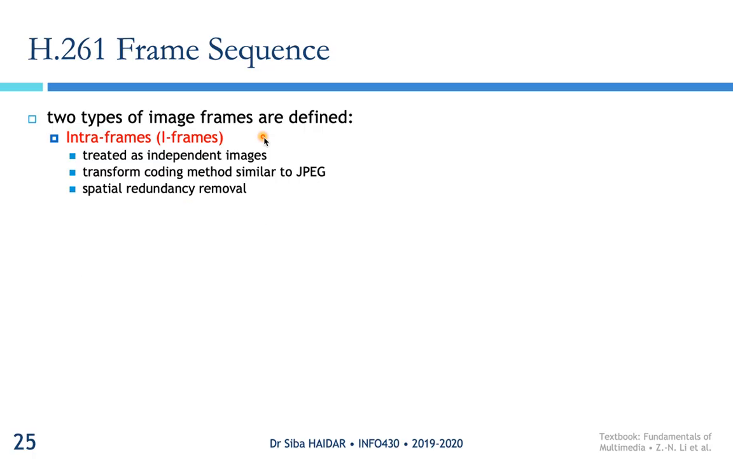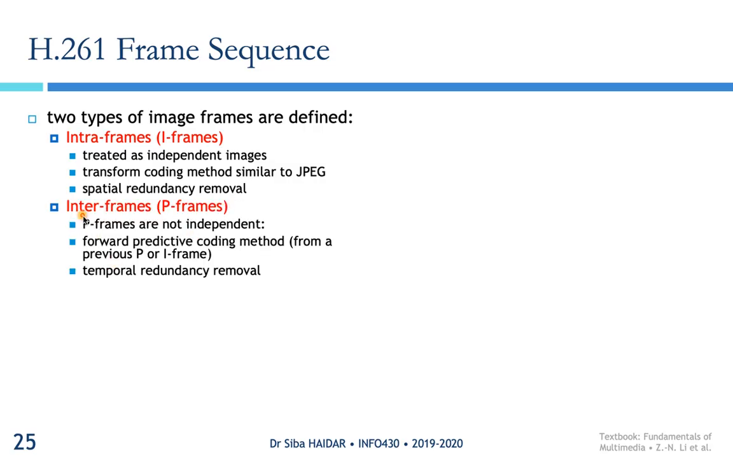The intra frames are called short iframes. They will be treated independently, as if they are a JPEG image. No relation with the previous frame, no relation with the future frame, no advantage taken of the temporal redundancy. So these are treated as independent images on which we apply the transform coding method, the DCT, just like JPEG, for spatial redundancy removal. We remove the spatial redundancy but not the temporal redundancy.